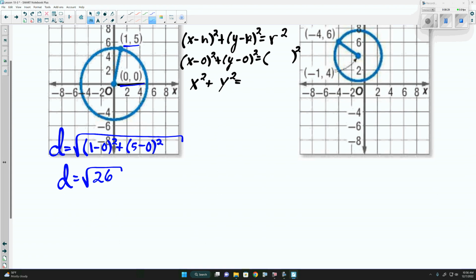And we can plug that in. And then when we simplify the square root of 26 squared, we get 26. So for 2a, the equation of this circle is x squared plus y squared equals 26.